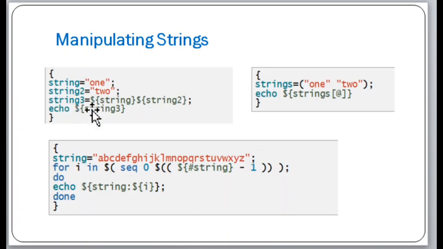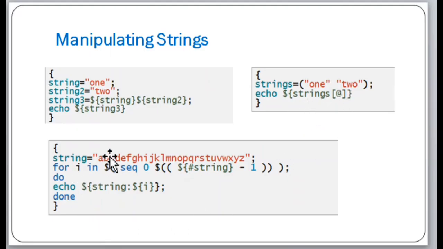And we can see that here. String 1 equals 1, string 2 equals 2, string 3 equals the value of string 1 and string 2. Okay, so we actually make it equal to both of these, right? And we say, echo string 3. And we can see we can have other ways of manipulating this. So strings equals 1 and 2. Okay, and we can echo string here.